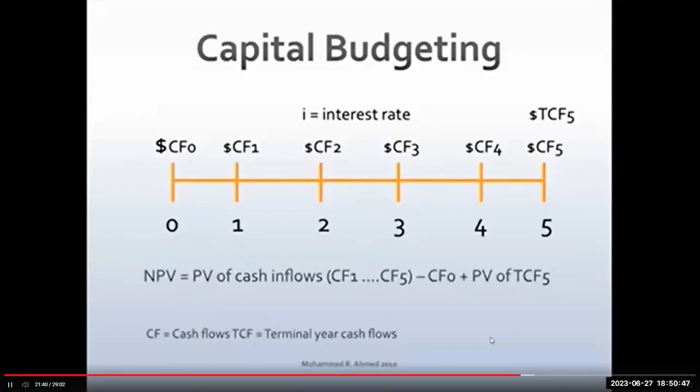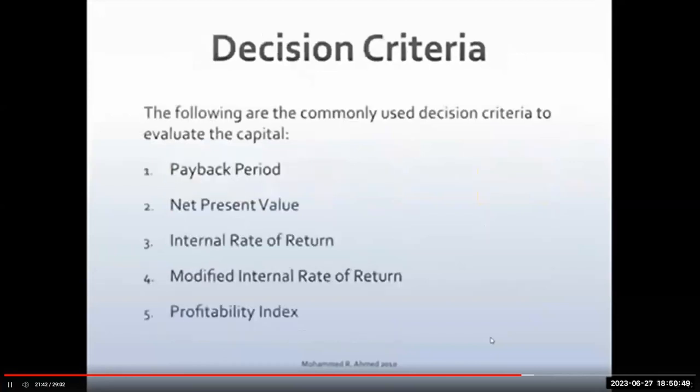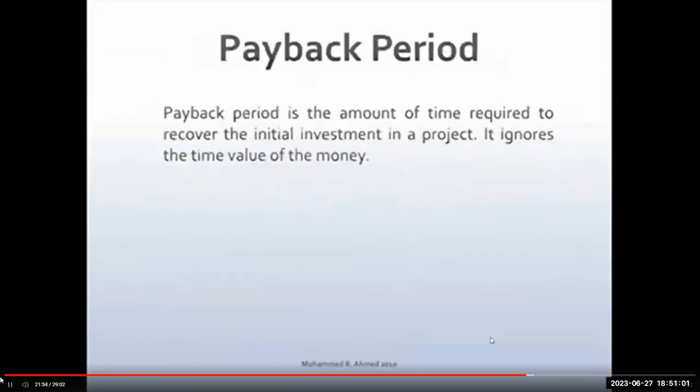The following are commonly used decision criteria to evaluate capital budgeting projects. Number 1, payback period. Number 2, net present value. Number 3, internal rate of return. Number 4, modified internal rate of return. Number 5, profitability index. Payback period is the amount of time required to recover the initial investment in a project. It ignores the time value of money.